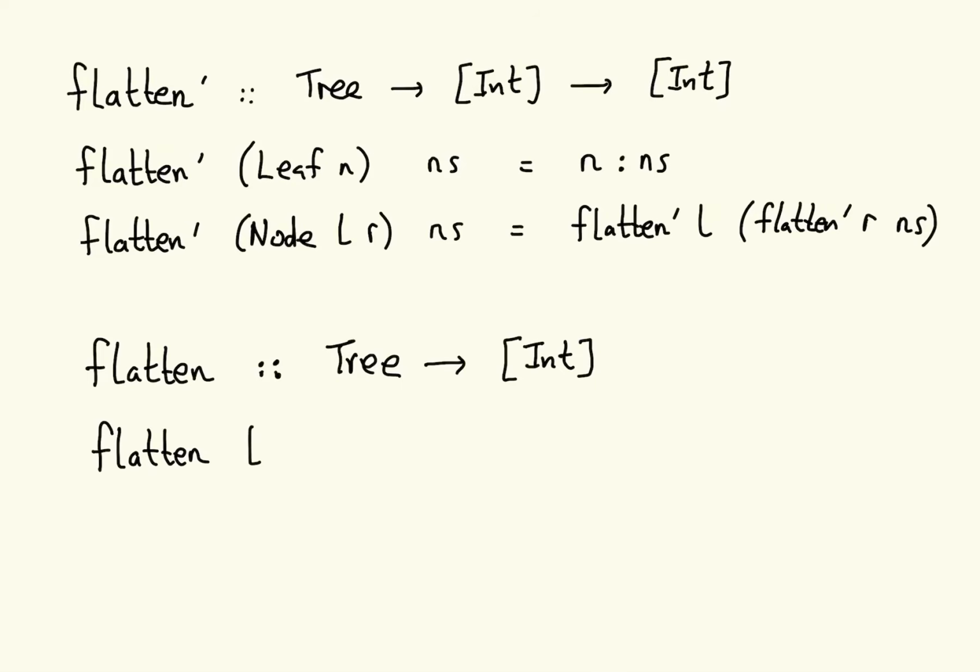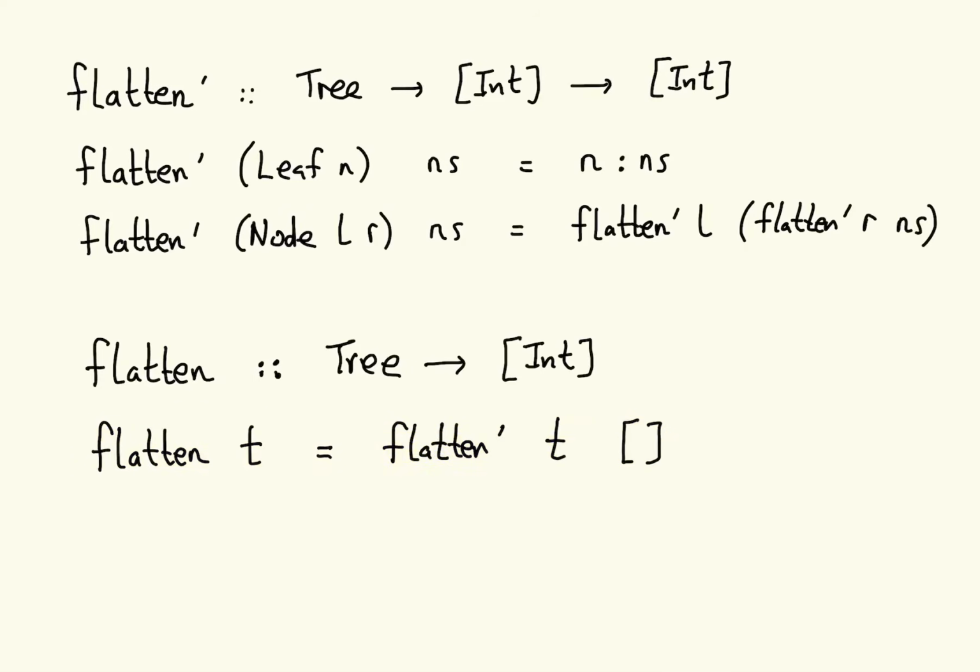So you give flatten a tree t, and we're going to call flatten prime. And remember, flatten prime takes two parameters. It takes a tree as an input, and then a list of numbers which you want to append on the end. So obviously what we're going to do is pass in the tree t, and then pass in the empty list here as our initial accumulator value. And this definition has the same behavior as the original flatten function.